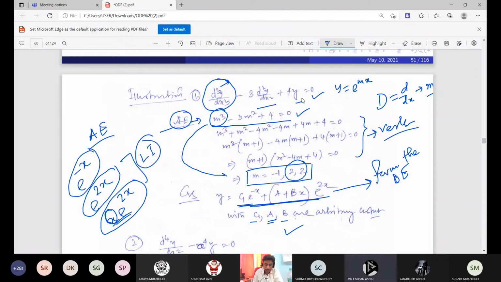Sir, one doubt. Yes. Can that factor be of any order? No. If two roots are there, it will be x into e to the power 2x. If three roots are there, one factor will be x, another will be x square. If four roots are there, one factor will be x, another x square, another x cube. So it cannot be the same as the order of the differential equation. It should always be less than the order of the differential equation.